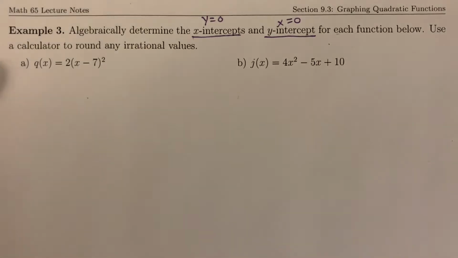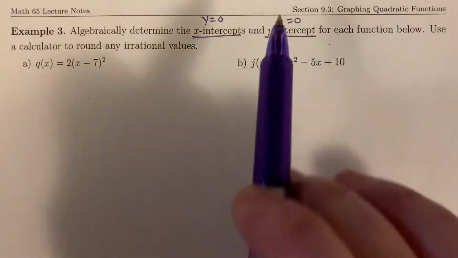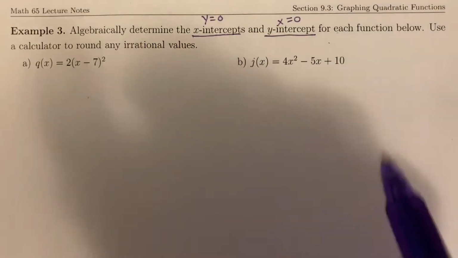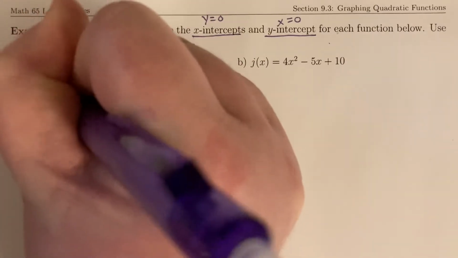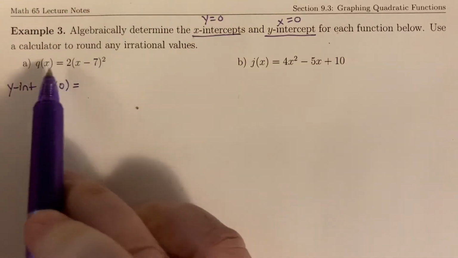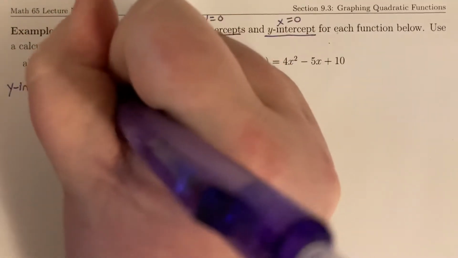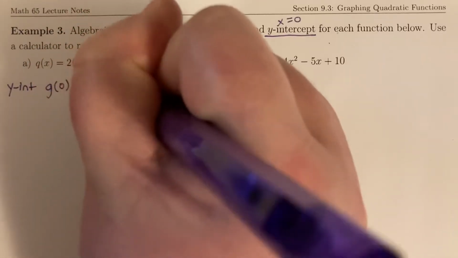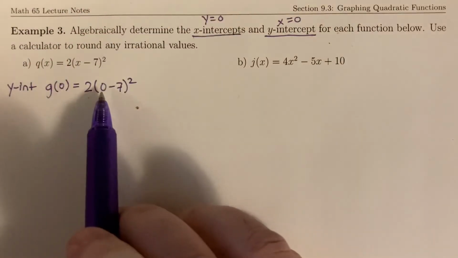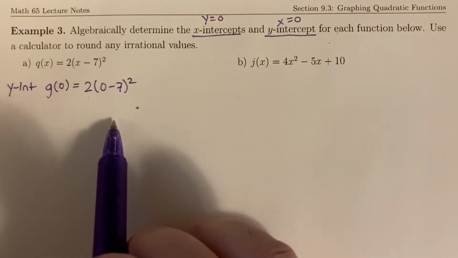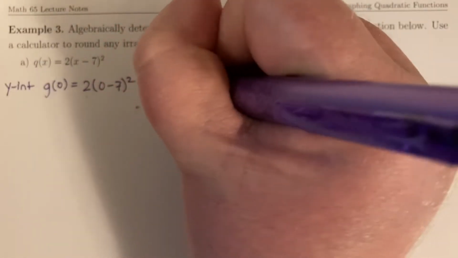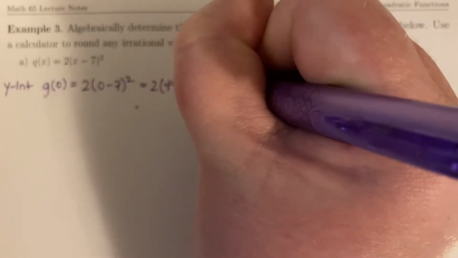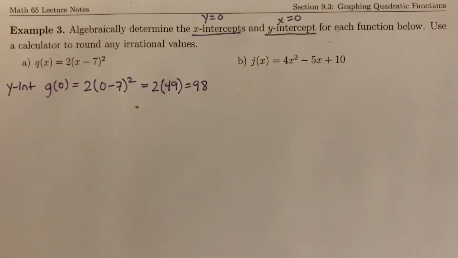So let's try this. First, I'm always going to start with y-intercepts because they are always easier. So y-intercept just means plug in x equals 0. So everywhere there's an x, I'm putting a 0. So we have 2 times 0 minus 7 quantity squared. Well, that's just 2 times negative 7 squared would be 49, which is 98.